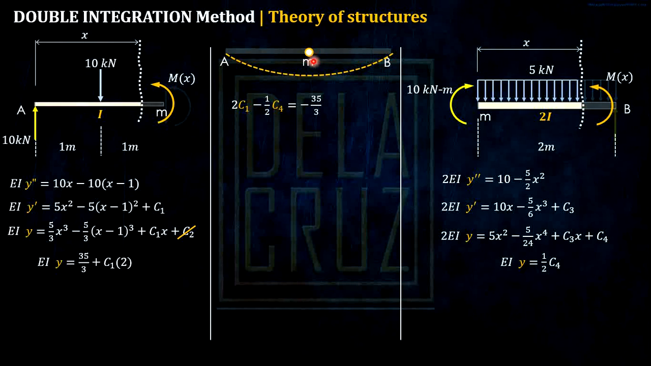Ito pa rin, yung moment. But we will use the slope formula. Take note, the slope at this point, when you look at the left side, dito, the slope dito must be equal to the slope dito. That is continuous lang.